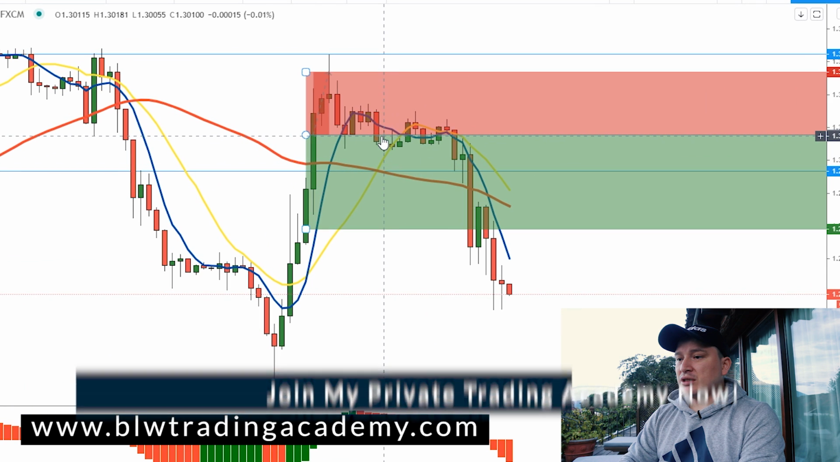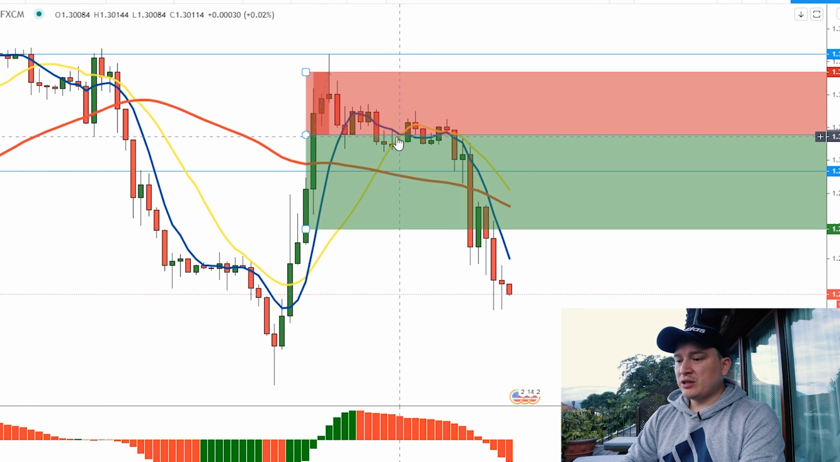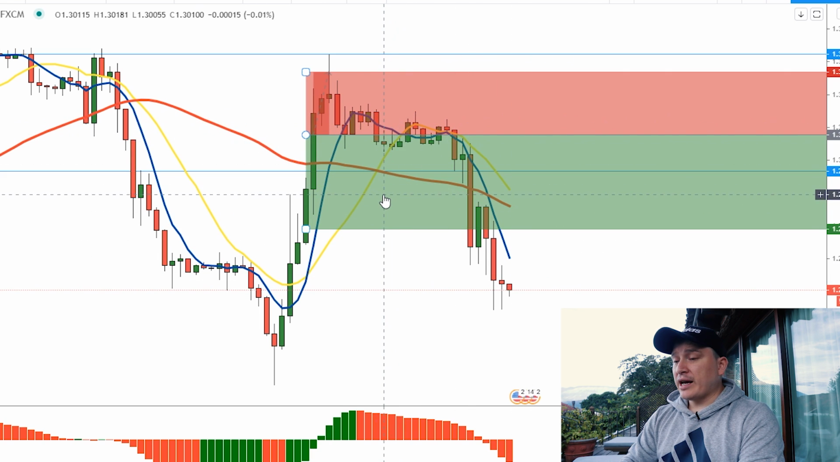I entered this transaction around this area. I actually entered a pending order, and what I did is that I identified this drop right here. This drop and this crossover is the one that I identified.